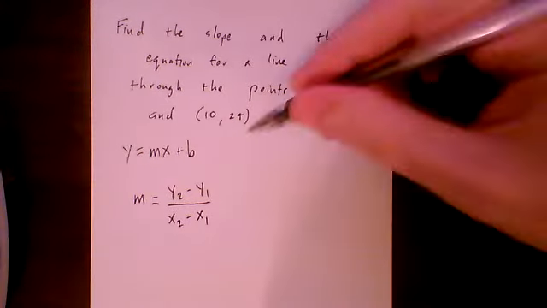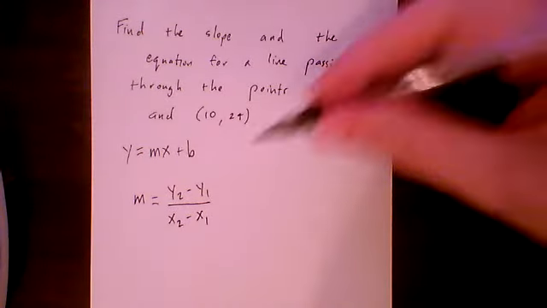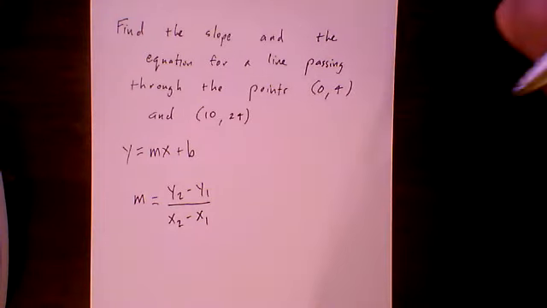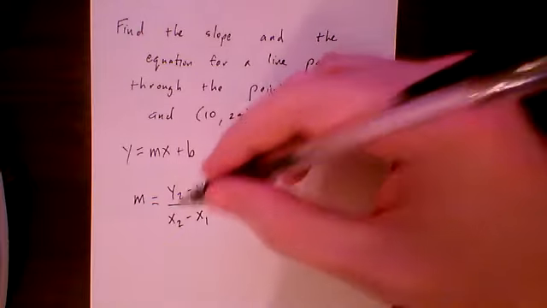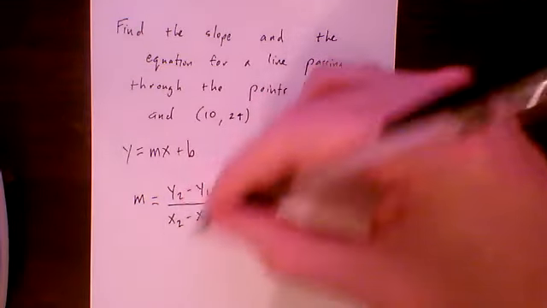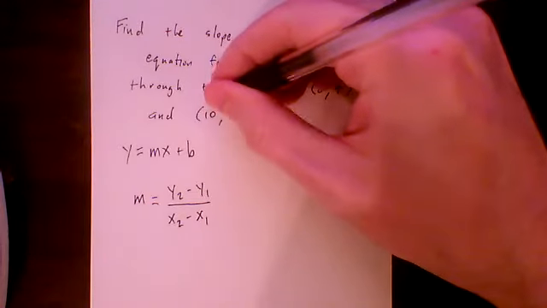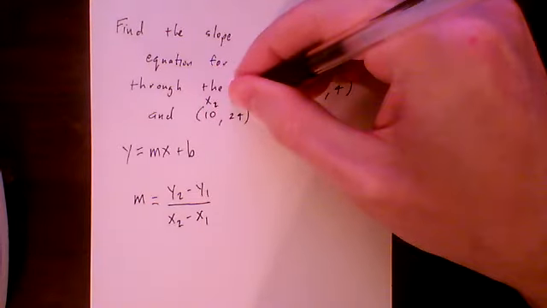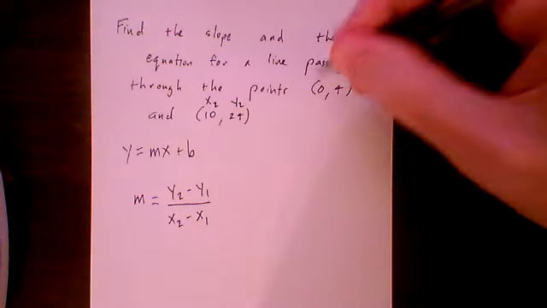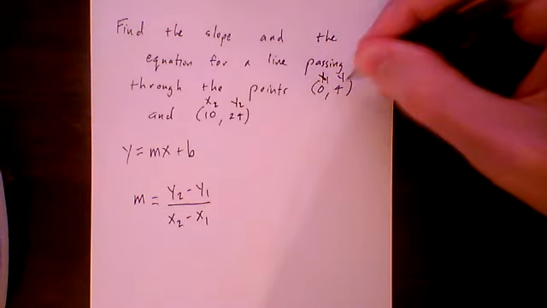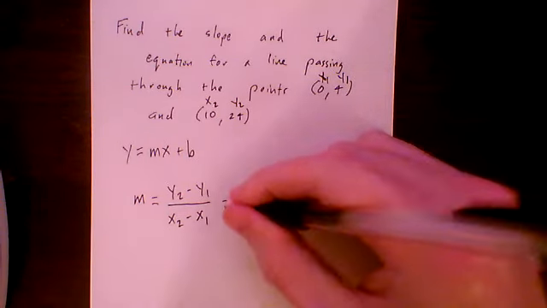And when you're looking at these 2 points, you want to pick one to be point 2, one to be point 1. It doesn't really matter which one is which, but what matters is that you're consistent. In this particular problem, my point 2 values are going to go in the front. So I'm going to make my larger point x2 and y2. And then my other point, those are going to be my x1 and y1.